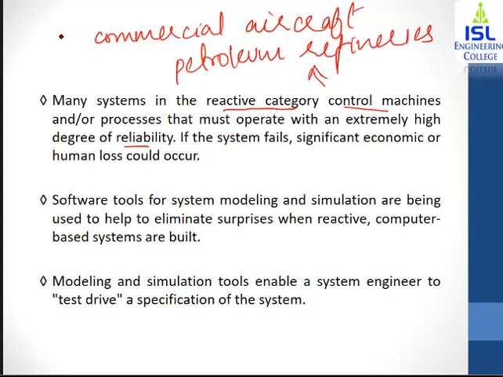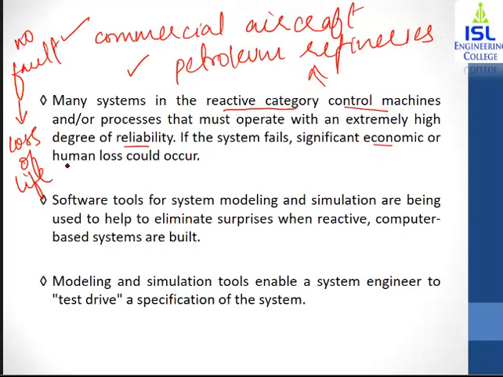Whenever you're dealing with a commercial aircraft, or operating a petroleum refinery, you need to be very vigilant of what is being designed. You need to design the software so that it has no fault within the system, because any fault within an aircraft or a petroleum refinery is going to lead to loss of human life. If the system fails, significant economic and human loss could occur. That is why any software that is designed is going to focus on no faults when developing the software.